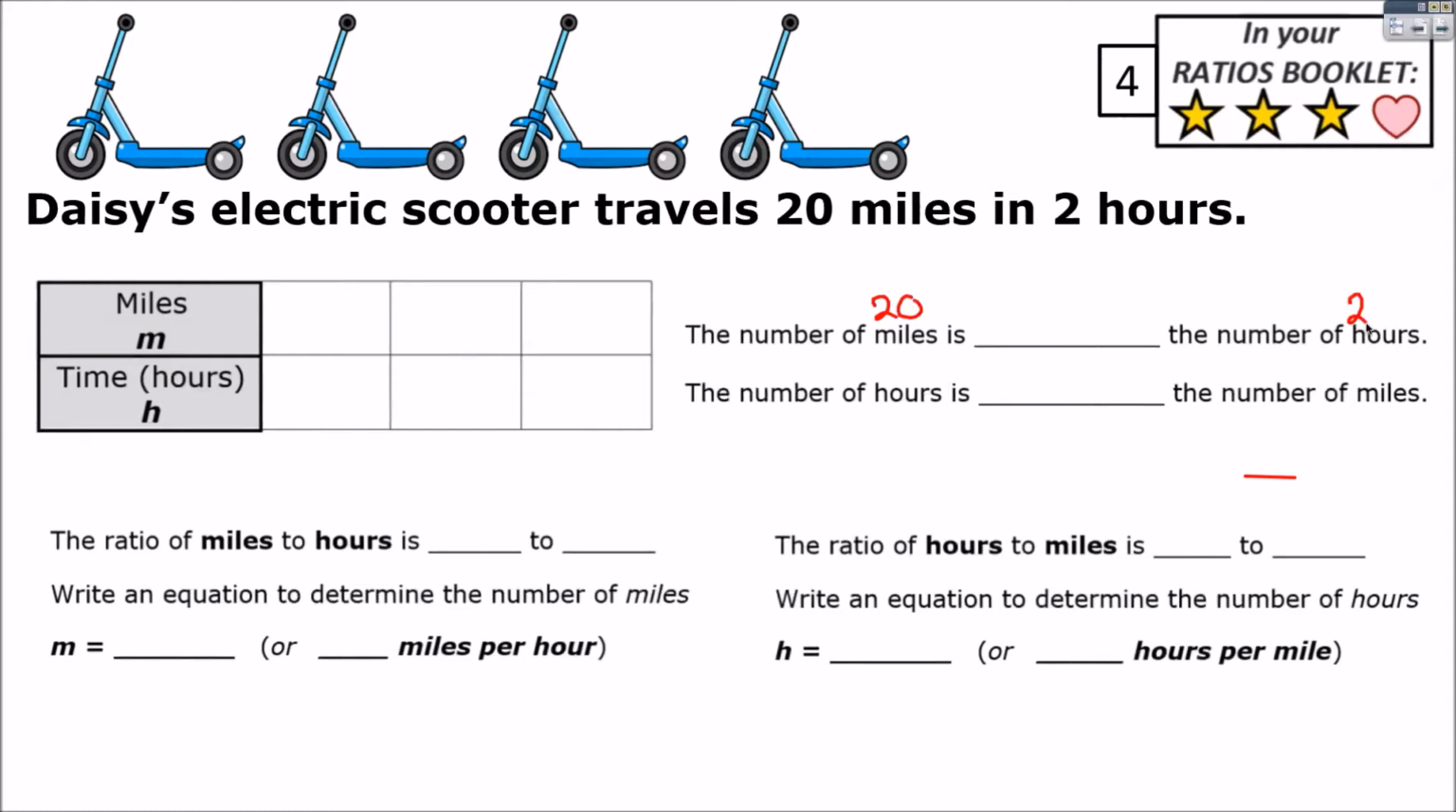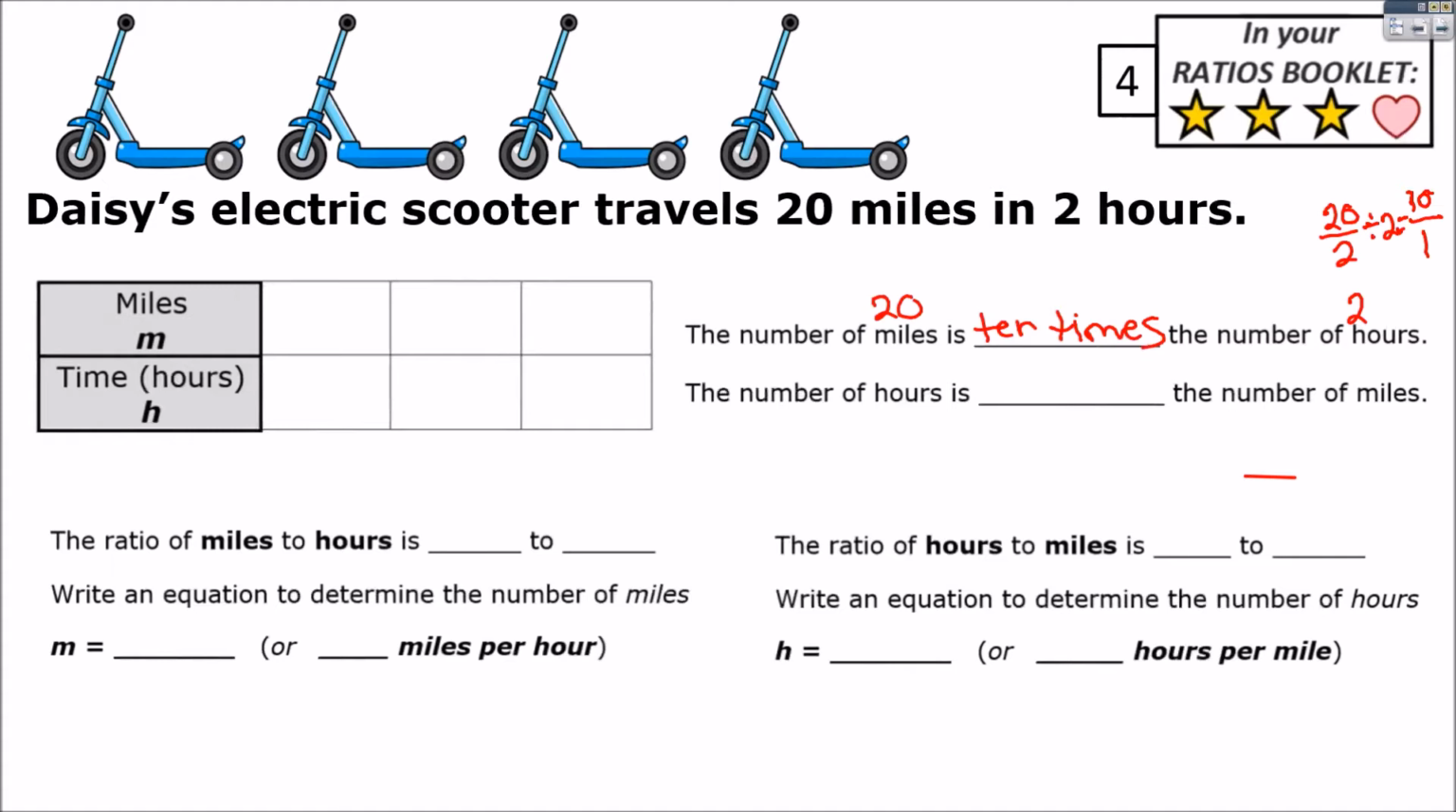Remember, what did I say at the end? Write your fraction. Your fraction here would be 20 over 2. Can you simplify this? Absolutely. Divide by 2. What are you going to get? 10 over 1. So the number of miles is really 10 times the number of hours.